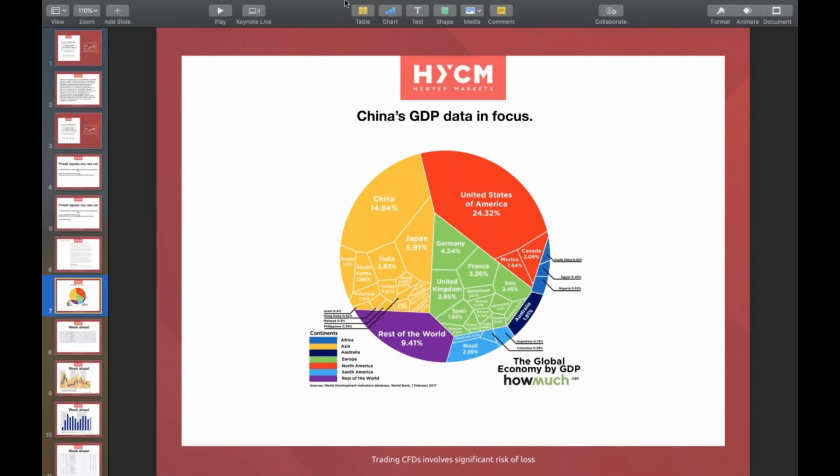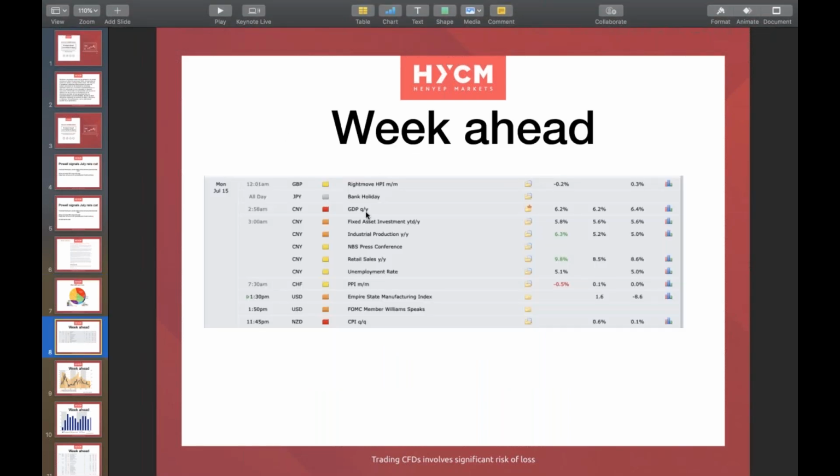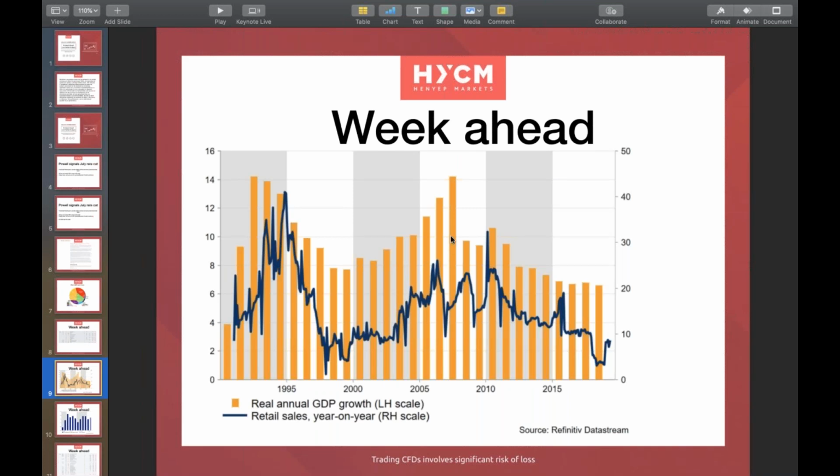So let's start looking at the week ahead, and we'll start with data out of China. The GDP data came in at 6.2% versus 6.2% expected. If I just show you this data here, the orange bar chart and the left-hand scale is what you're looking at. So you can see that the GDP data was 6.2 as expected, and that is the lowest data point since about 1992, 1993. So that is very low GDP growth for China, and this has been largely expected.